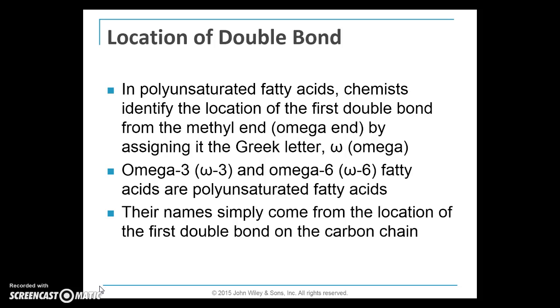The location of the double bond in polyunsaturated fatty acids, or PUFAs: chemists identify the location of the first double bond from the methyl end. Remember, the omega end was on the left in those pictures, by assigning it the Greek letter omega. So we hear a lot about omega-3 fatty acids and omega-6 fatty acids. Those are types of polyunsaturated fatty acids, and what omega-3 and omega-6 refer to is simply the location of the first double bond in the carbon chain.